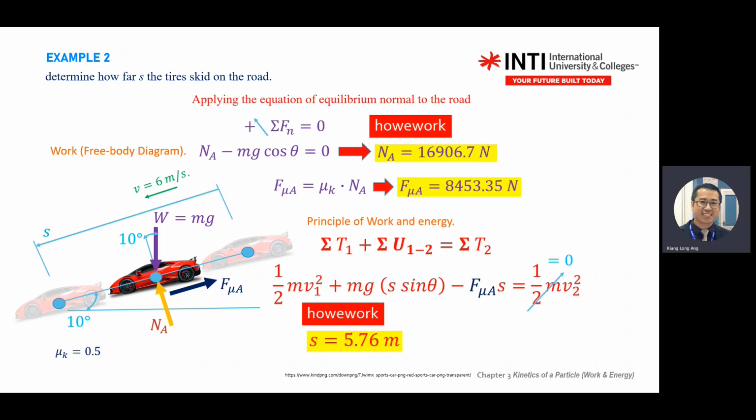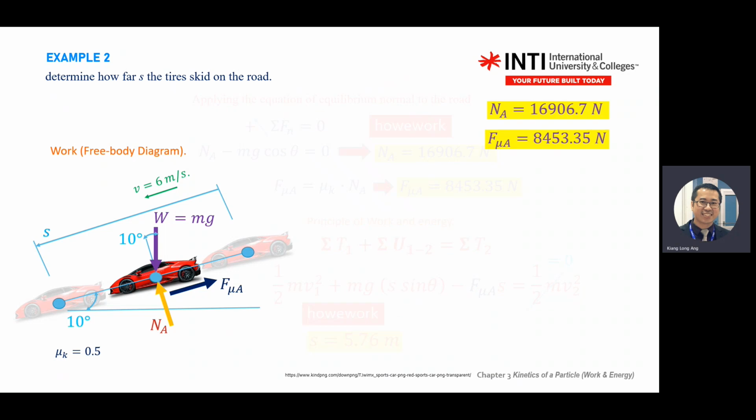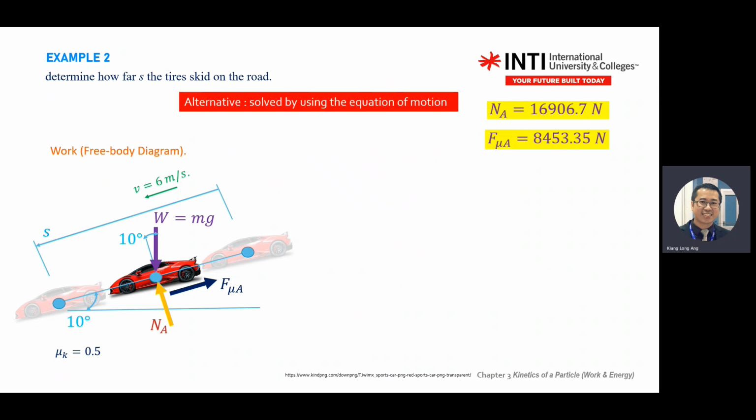This is using the principle of work and energy. You solve using the principle of work and energy. The question will mention very clearly to use the principle of work and energy. We are expecting to see this equation. You can also solve using the equation of motion. But if the question asks you to use the principle of work and energy and you use the chapter 2 approach, you won't get the marks for that portion, because the question is very direct and gives you the instruction already. Let's see if you can use the chapter 2 equation of motion to solve.